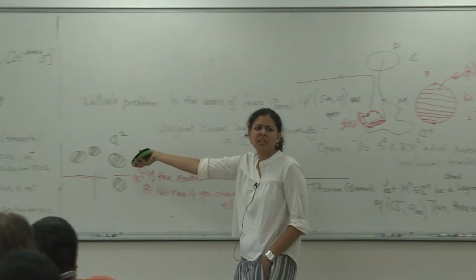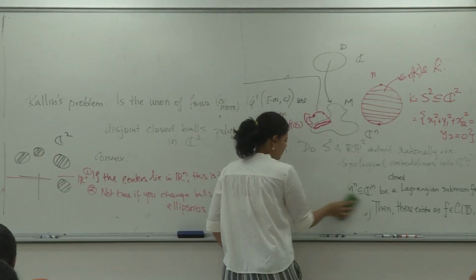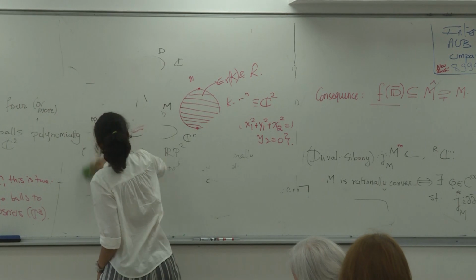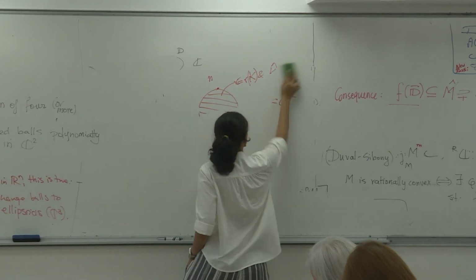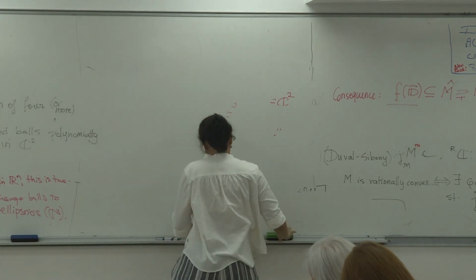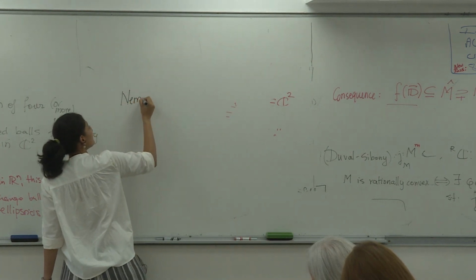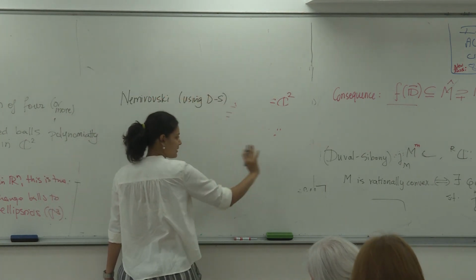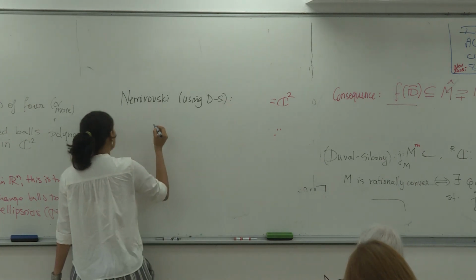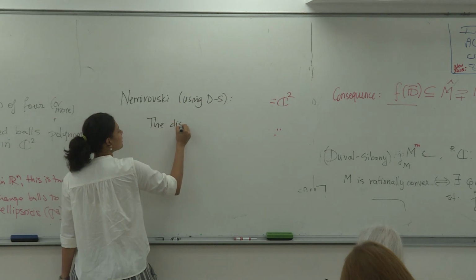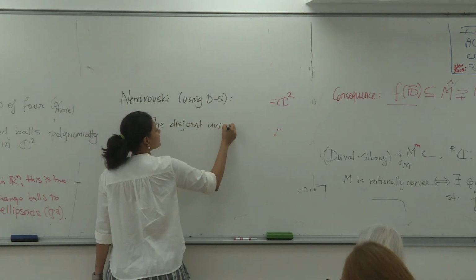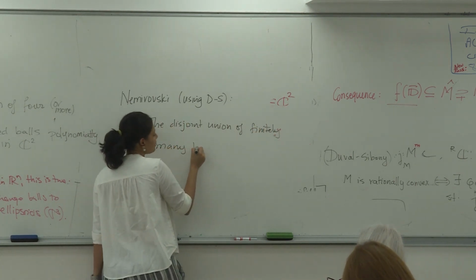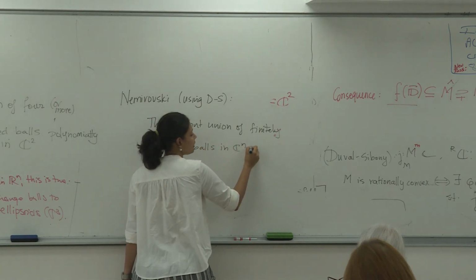And so what does it have to do with Duval-Sibony? Well, whatever machinery they cooked up, this is again due to Nemirovski using Duval-Sibony, but not the result I have stated here, something from that same work. The disjoint union of finitely many balls in Cn is always rationally convex.